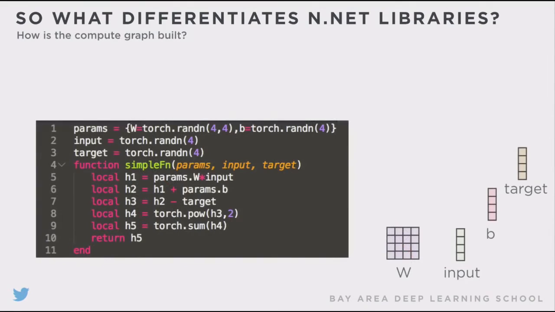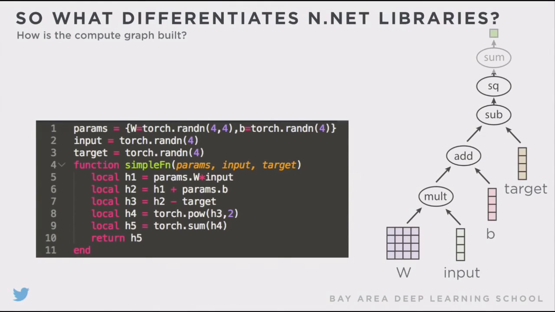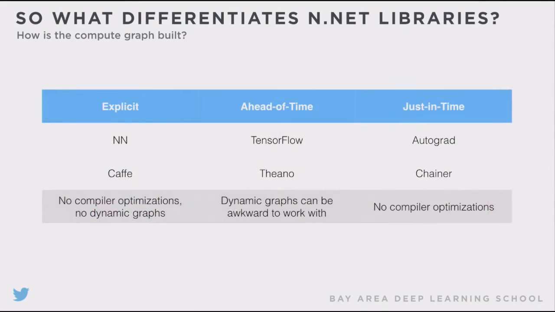So another aspect that's different is how these graphs are built. I'll remind you, in Autograd, we build these things just in time by listening to what you're doing and recording it. But that's not how all neural network libraries are built, and this is an axis along which I think that they are differentiated meaningfully.